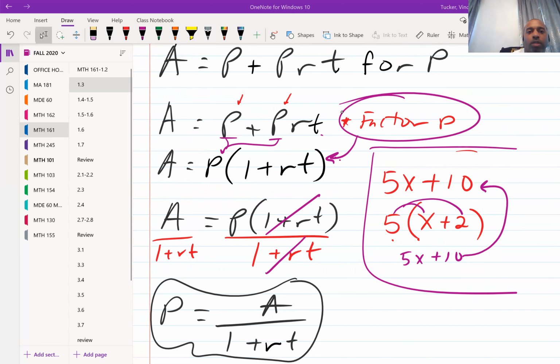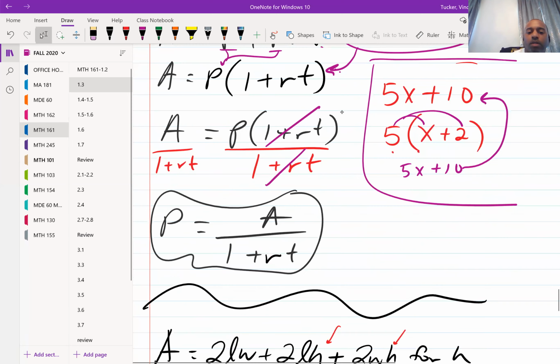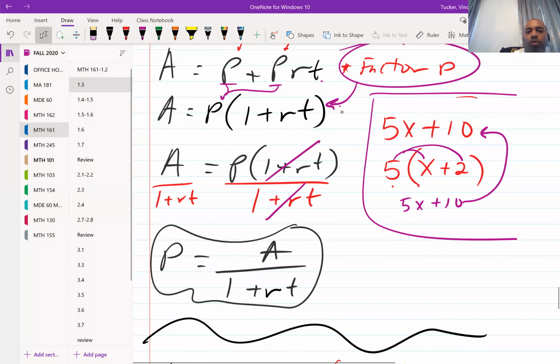All right, any questions? Everybody good? We got one more down there. Just trying to give you guys enough to look at when you're on your own for reference.